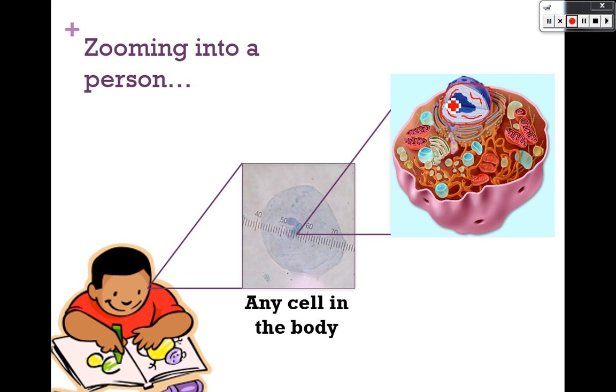So now might be a really good time to pause the video if you haven't done so already, and write down that your DNA is found in your nucleus, and that the same DNA is found in every cell in your body. And going back to the plant, the DNA is found in every cell of the plant's body as well. So you can go ahead and pause if you need to.